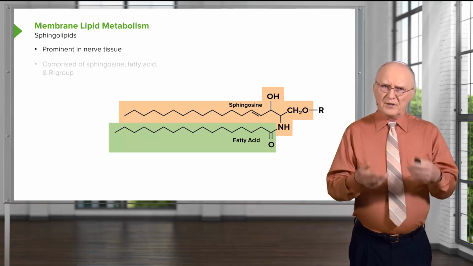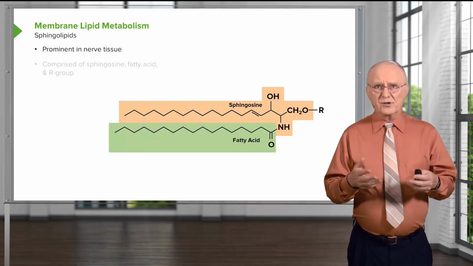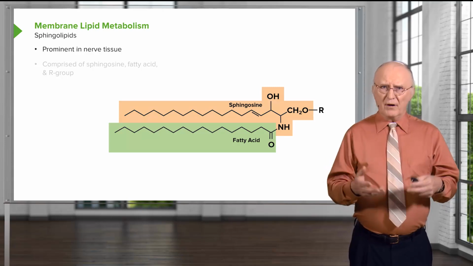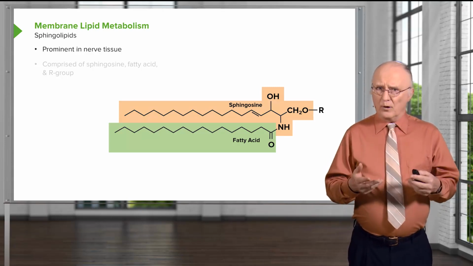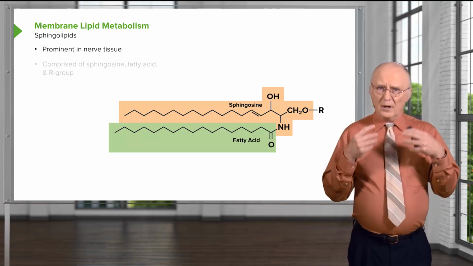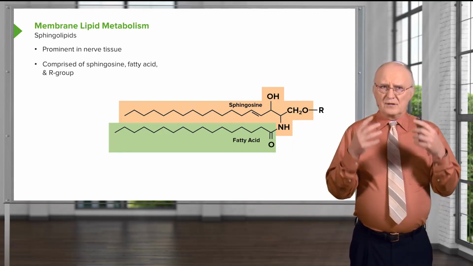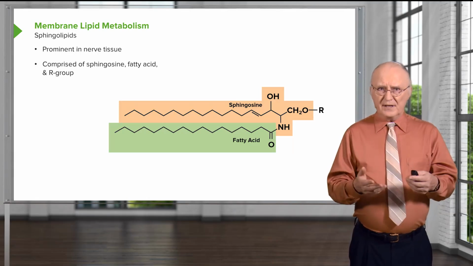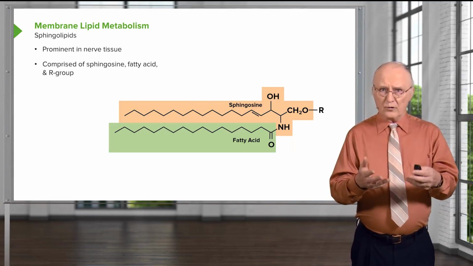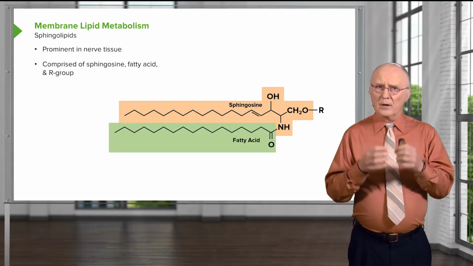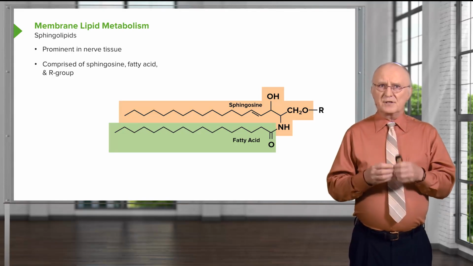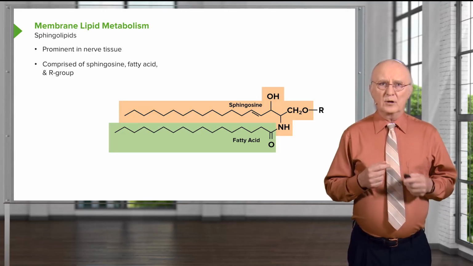So sphingolipids are important, especially for nerve tissue and brain. So very, very prominent components. Sphingomyelin is one of the principal components of the myelin sheath of nerve cells. Sphingolipids are comprised of sphingosine, a fatty acid, and an R group, as I said. So these will all come together to make the amphiphilic substance that comprises the sphingolipids.